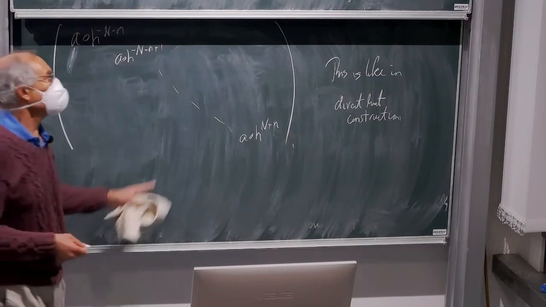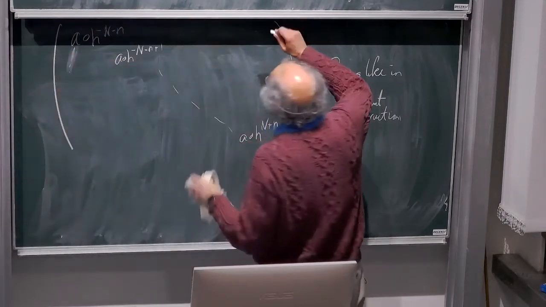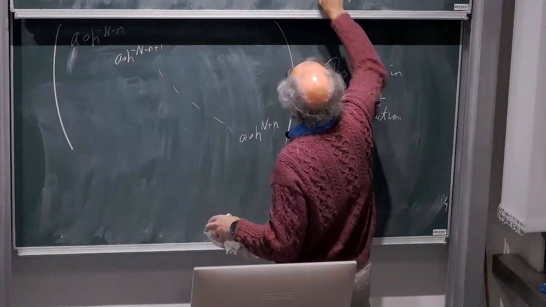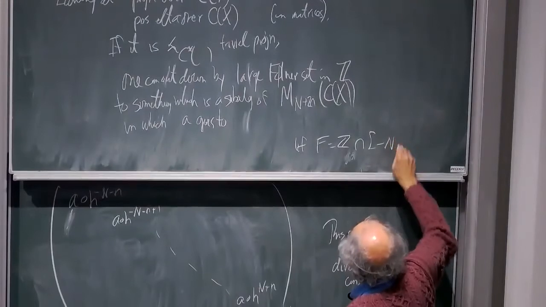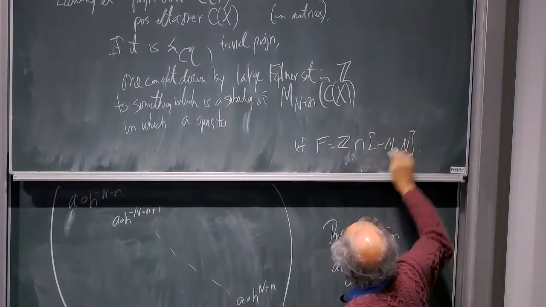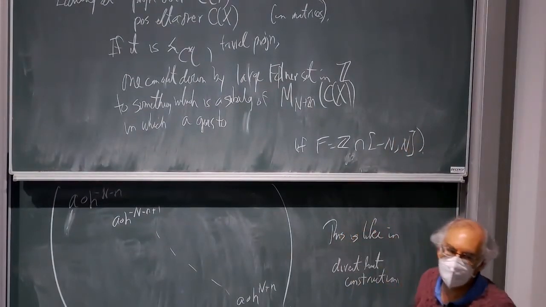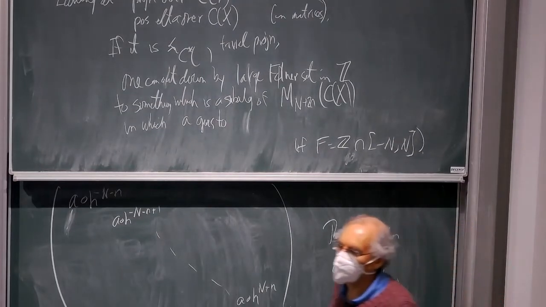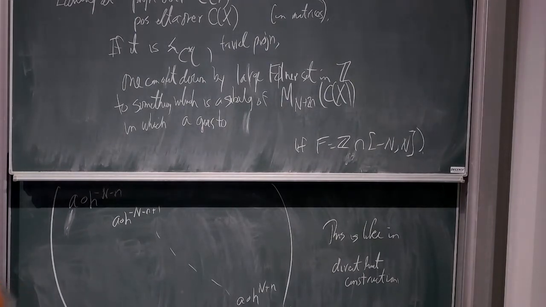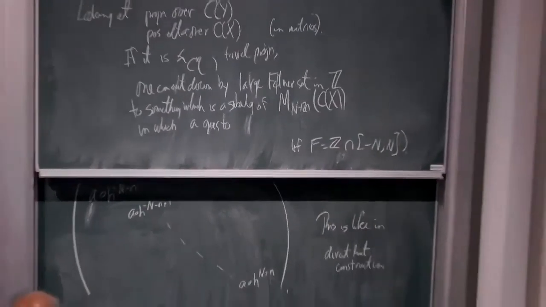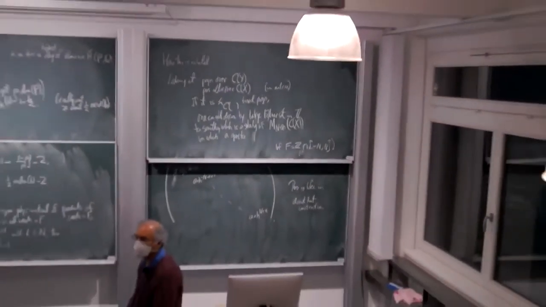And you notice that if you start with, so if F is Z intersect minus n to n. Okay, and I will stop there. Any question or comment?